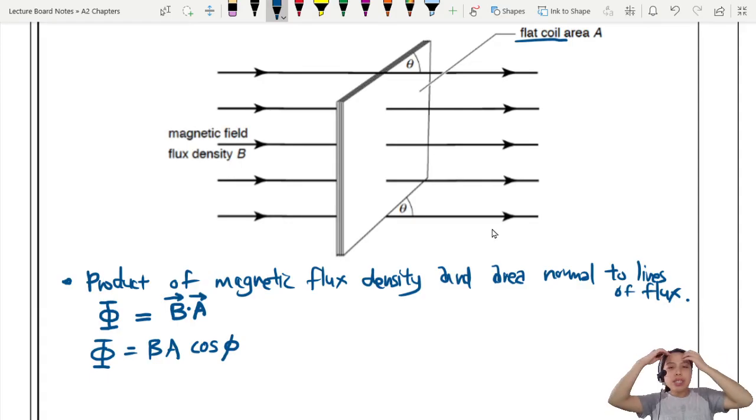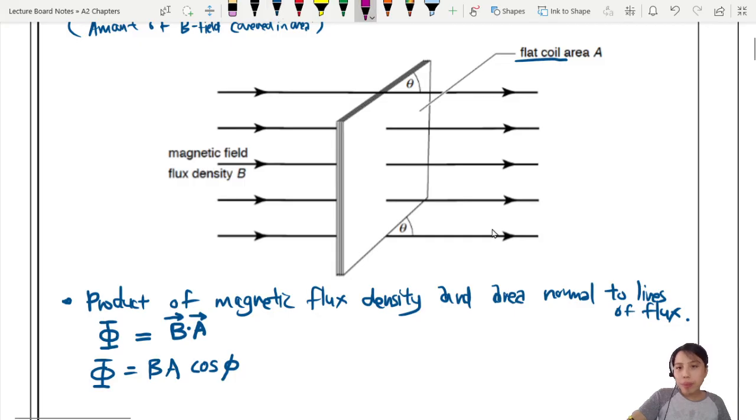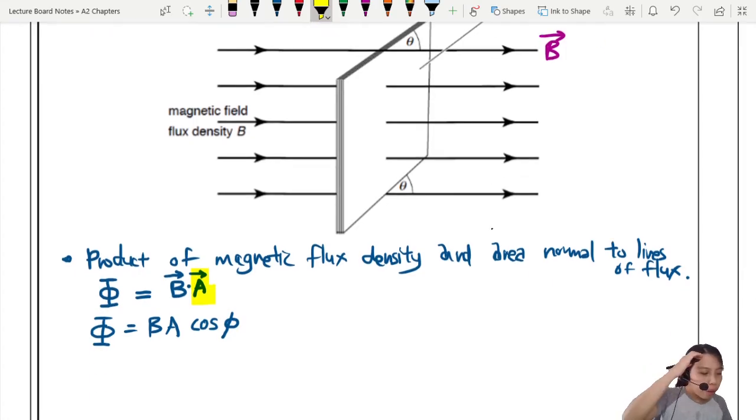Okay, how do we relate that to our diagram? Number one, we need to know what is B, what is A. B is your magnetic field direction, or where the flux lines are pointing, that's B. So all pointing to the right. But what is A? This is new. Have we seen this before? No, we have not. So A here is what we call the vector perpendicular to the plane.